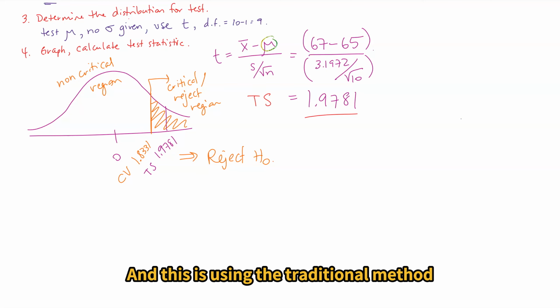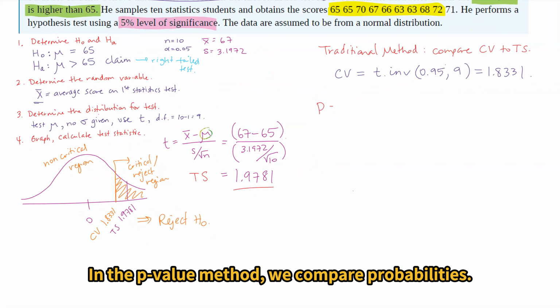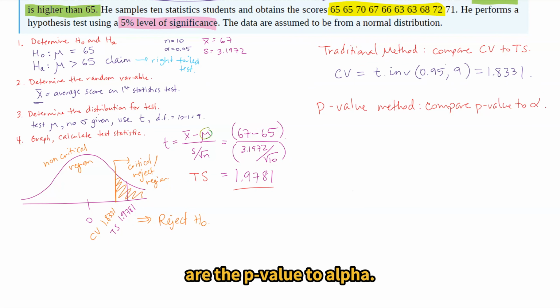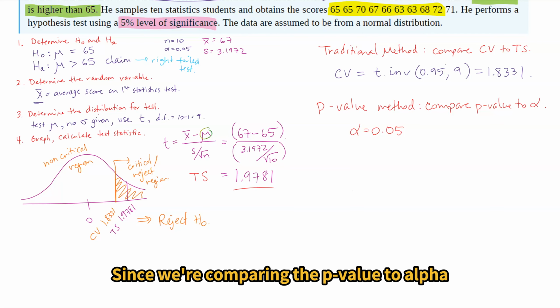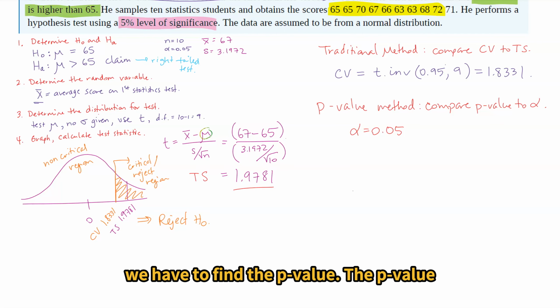And this is using the traditional method. We're comparing t-values or z-values. In the p-value method, we compare probabilities. And the probabilities we're comparing are the p-value to alpha. We already know alpha is 0.05. Since we're comparing the p-value to alpha, we have to find the p-value.